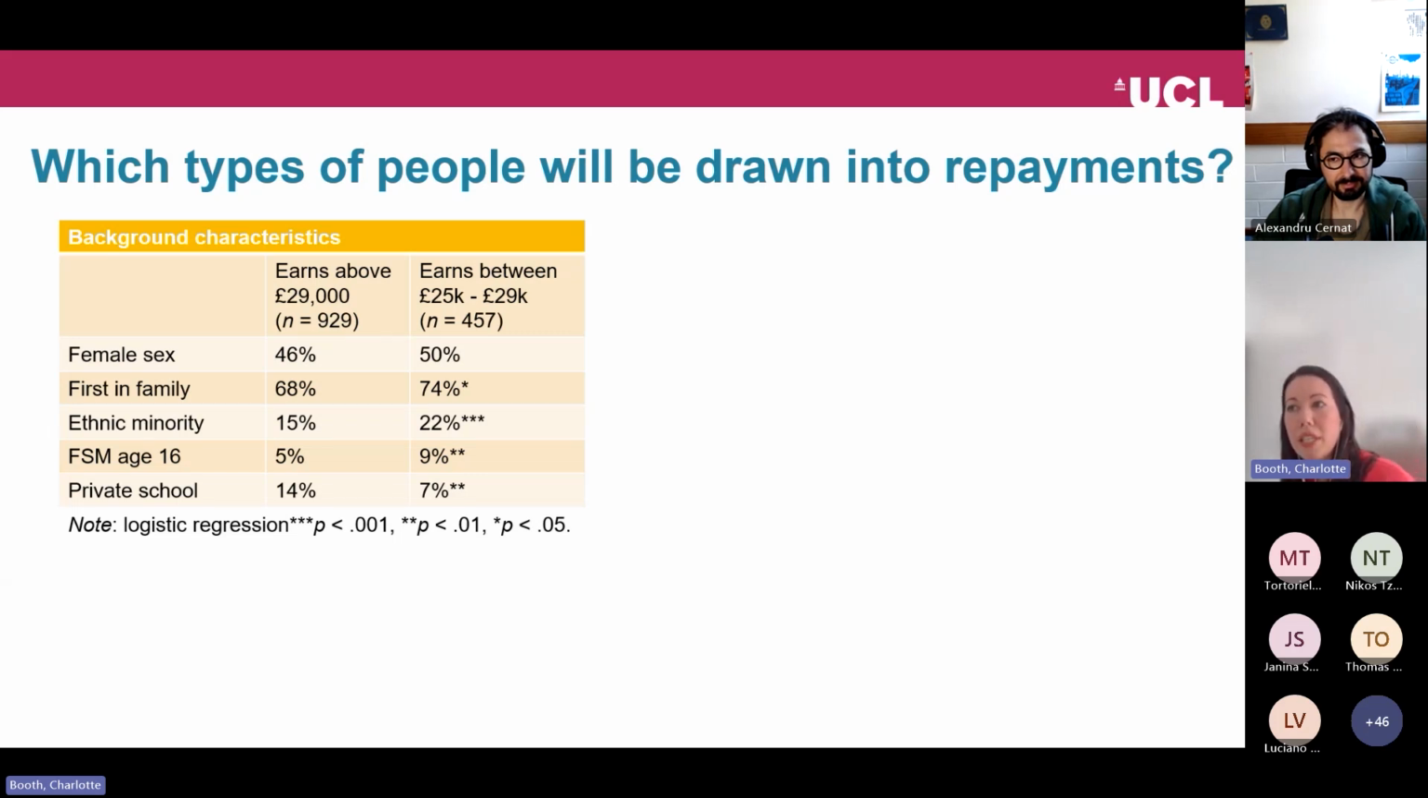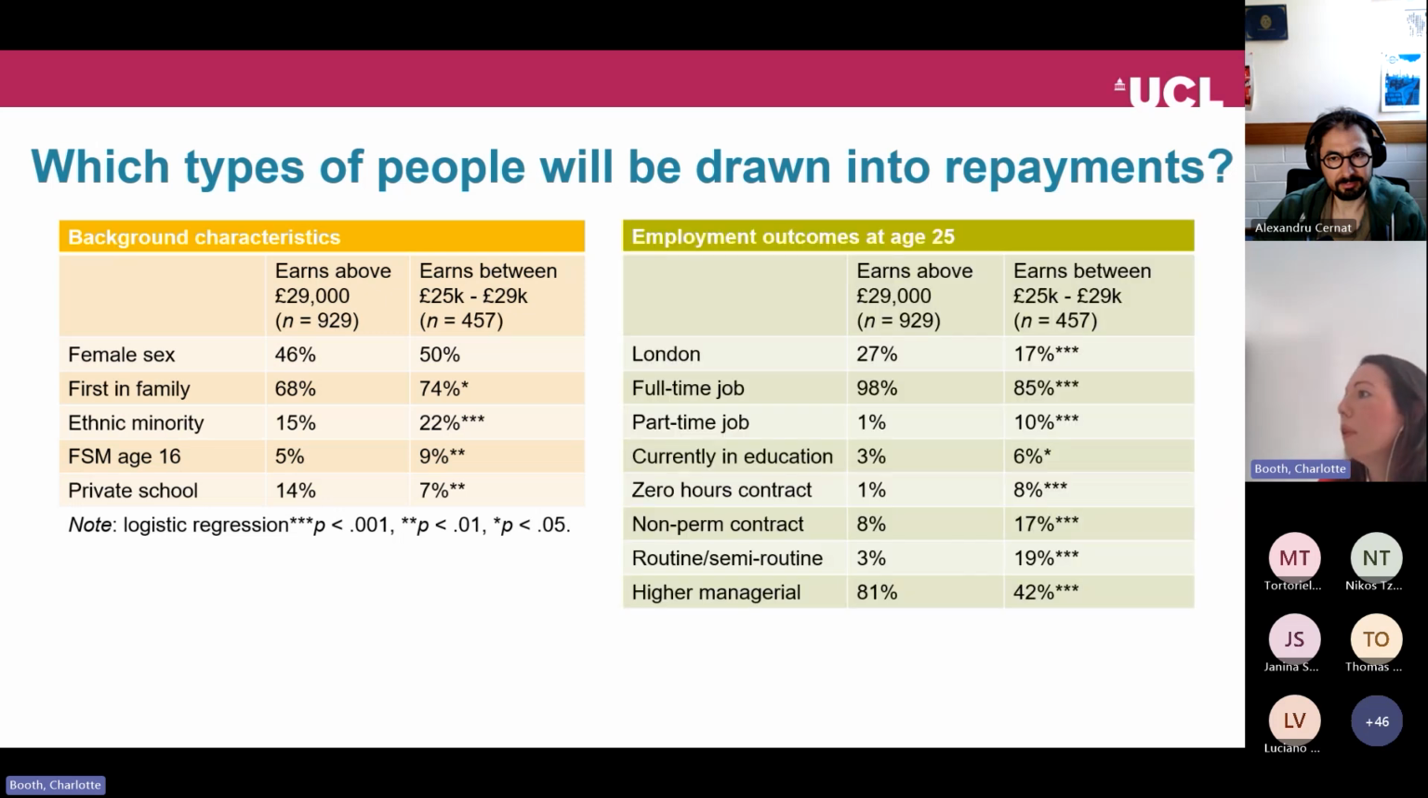people who would be drawn into making repayments, the lower earners, which is the second column you see here, are more likely to be first in family to attend university, be from an ethnic minority background, and also to have been eligible for free school meals. And they're less likely to have gone to a private school. And in terms of their employment outcomes at age 25, they were less likely to live in London.